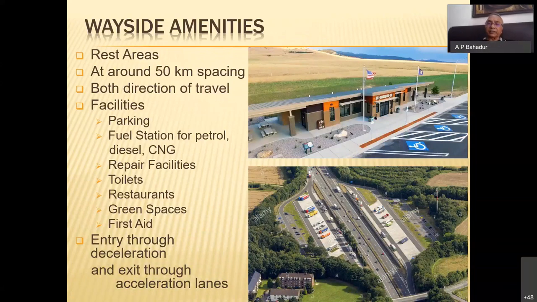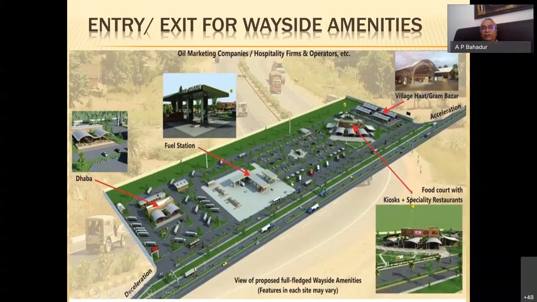Wayside amenities are an important component of safe travel, especially over long distances, and they must be planned and provided, especially on high category roads like national highways and expressways. Normally the norm is that after every 50 kilometers of driving, there should be a place for a driver to stop and take a rest, use the toilet or have refreshments. But the more important thing is that it should have proper deceleration and acceleration lanes, and of course parking facilities and various other facilities mainly required for rest areas.